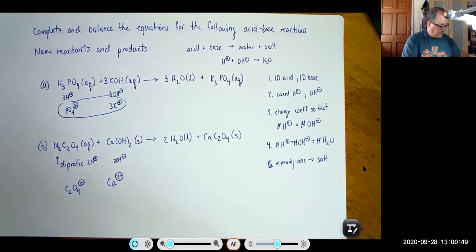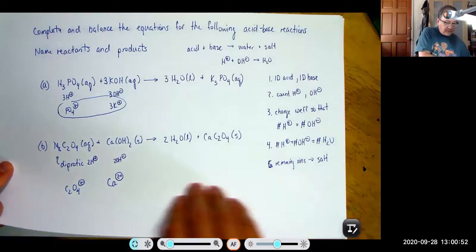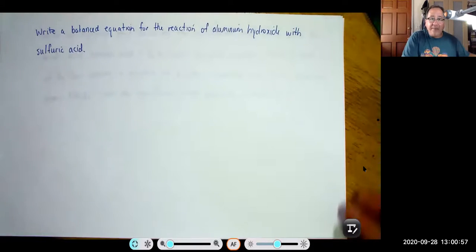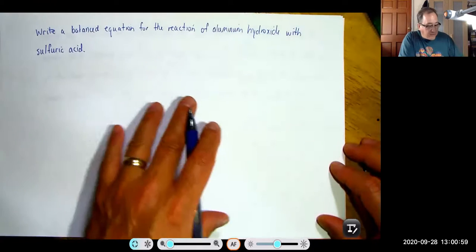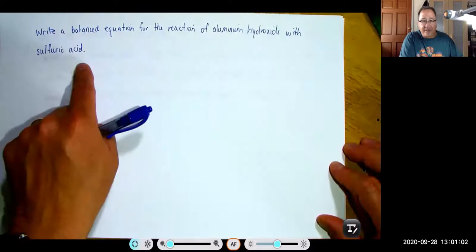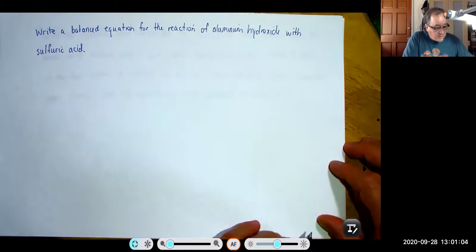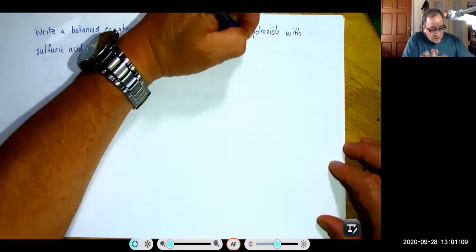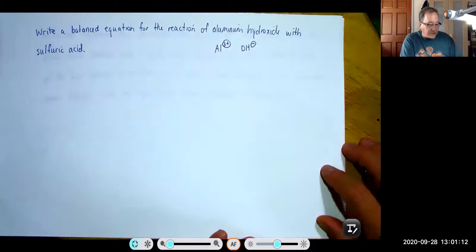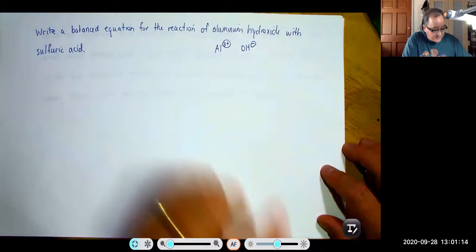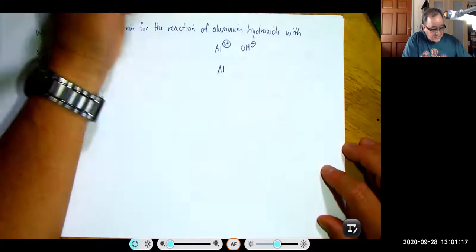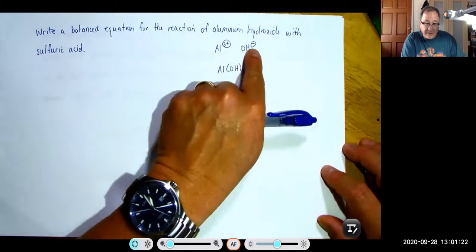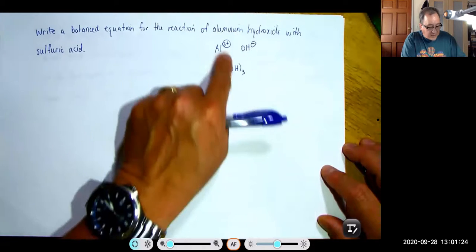All right. So let's move on. Write a balanced equation for the reaction of aluminum hydroxide with sulfuric acid. Now, aluminum hydroxide, we know has aluminum in it, and we know it has hydroxide in it. So what's the formula for aluminum hydroxide? Al(OH)3. 1 aluminum because that's a 1. 3 hydroxides because that's a 3.